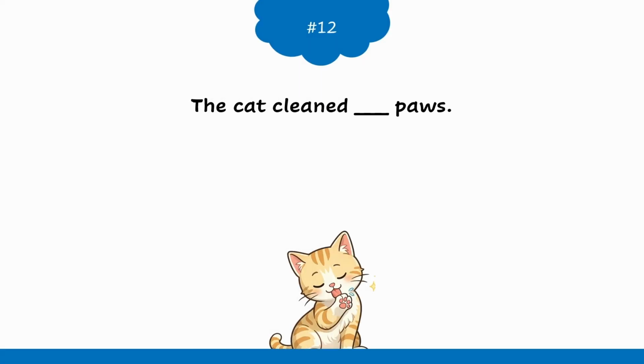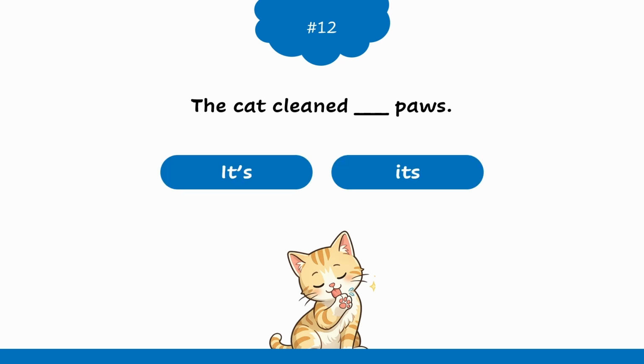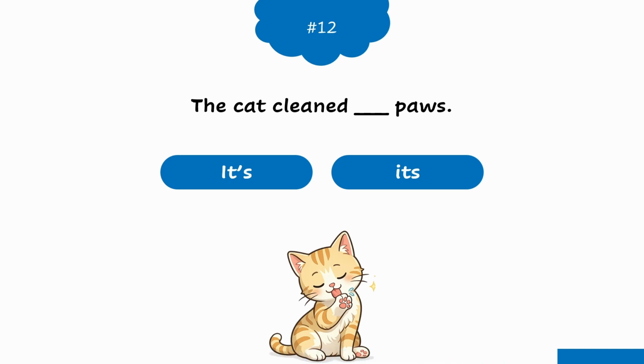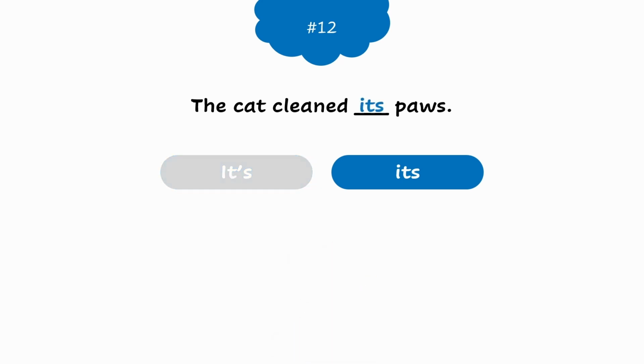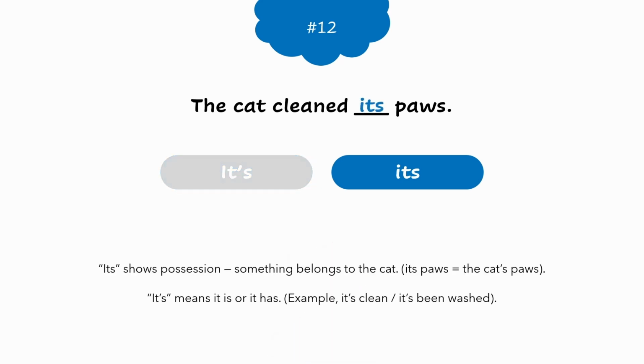The cat cleaned ___ paws. The correct answer is, the cat cleaned its paws. Its shows possession. Something belongs to the cat's paws. It's, with an apostrophe, means it is or it has. For example, it's clean or it's been washed.